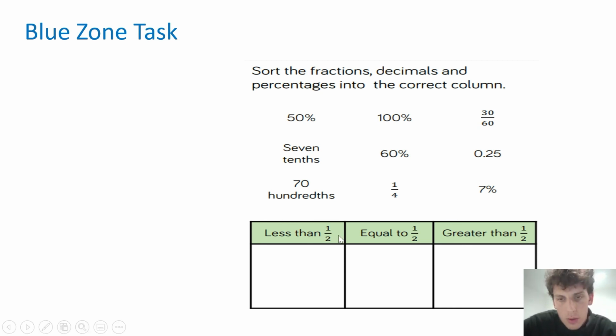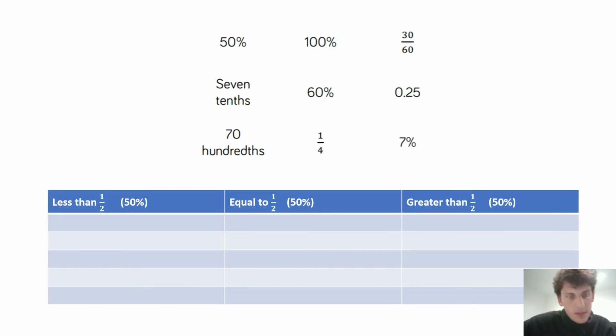What I would suggest is this. We know that it's very easy to compare things when everything's in a percentage. So I'd convert all of these into percentages. What is a half? We know a half is 50%. So less than a half, you can just say it's less than 50%. Equal to a half, equal to 50%. And greater than a half, greater than 50%.